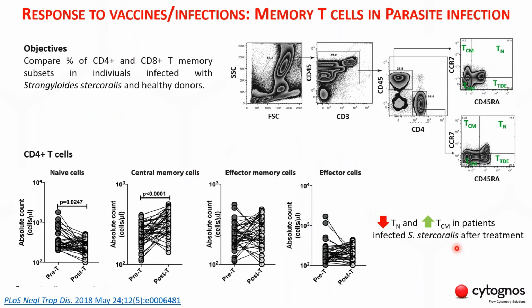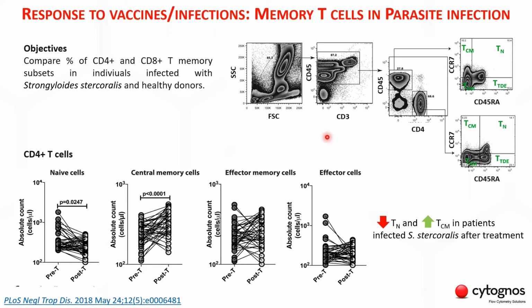The second example I want to show is another example of applicability of this T-cell panel. We will review here a study of infection with a worm. Here the authors wanted to compare the frequency of CD4 positive and CD8 positive T cells in healthy donors and in patients infected with a worm.